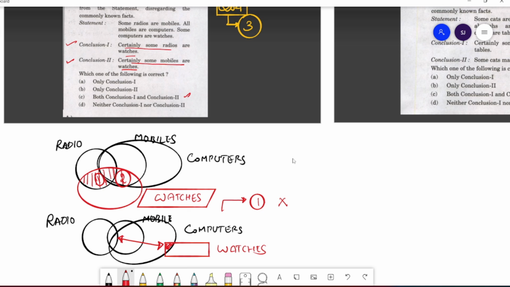Certainly, some mobiles are watches. Now, again, look at it. Some mobiles, this discrepancy is there. The watches are in a separate column. This is also in the second diagram. The second diagram also does not read.